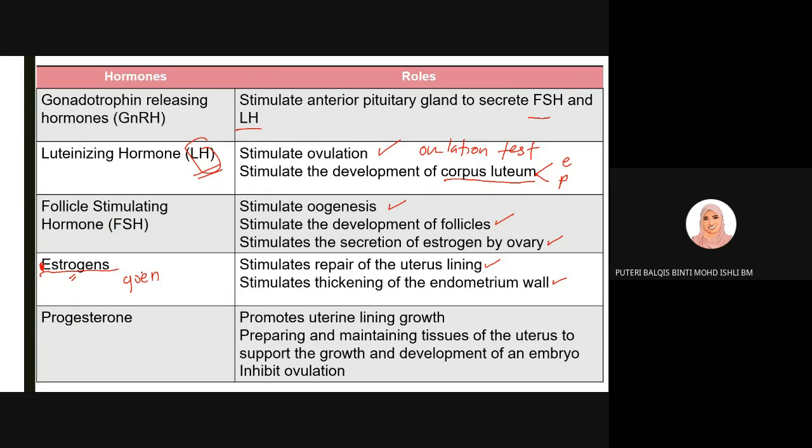Alright. So, estrogen. Okay, estrogen will repair the uterus lining and stimulate the thickening of endometrium wall. Progesterone, dia buat apa? Progesterone will promote uterine lining growth. Okay, it will prepare and maintain tissue of the uterus to support the growth and development of embryo. To function progesterone. Mainly, dia akan maintain. Estrogen ni akan stimulate, repair and thickening. Siapa yang tolong maintain? Progesterone yang tolong maintain. Okay, alright.